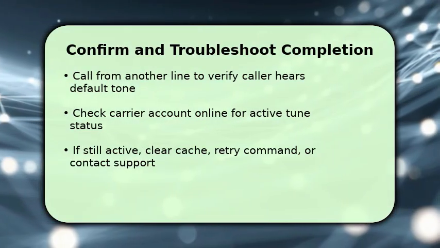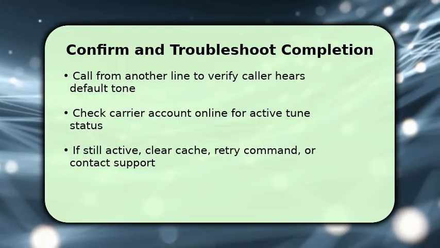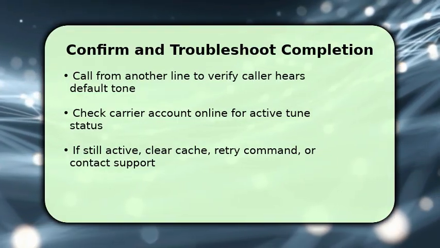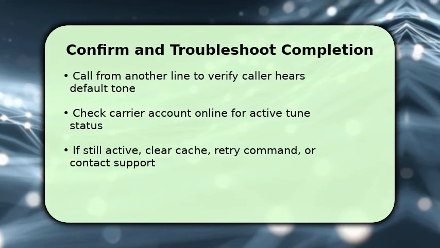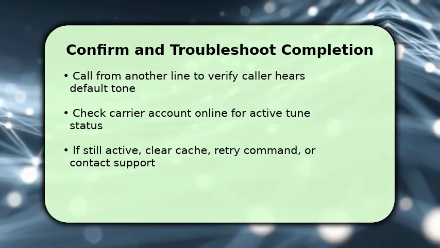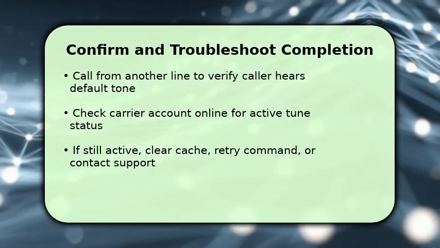Finish by verifying the change. Call your number from a different phone to confirm callers now hear the default ring rather than the social media tune. Also log into your carrier account or app and check the caller tune status page. Make sure it shows disabled or default.